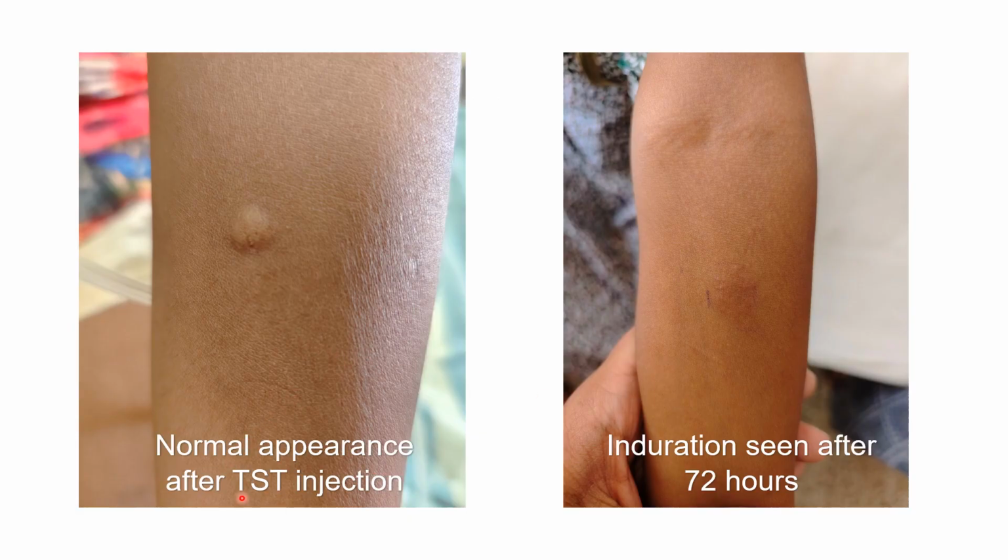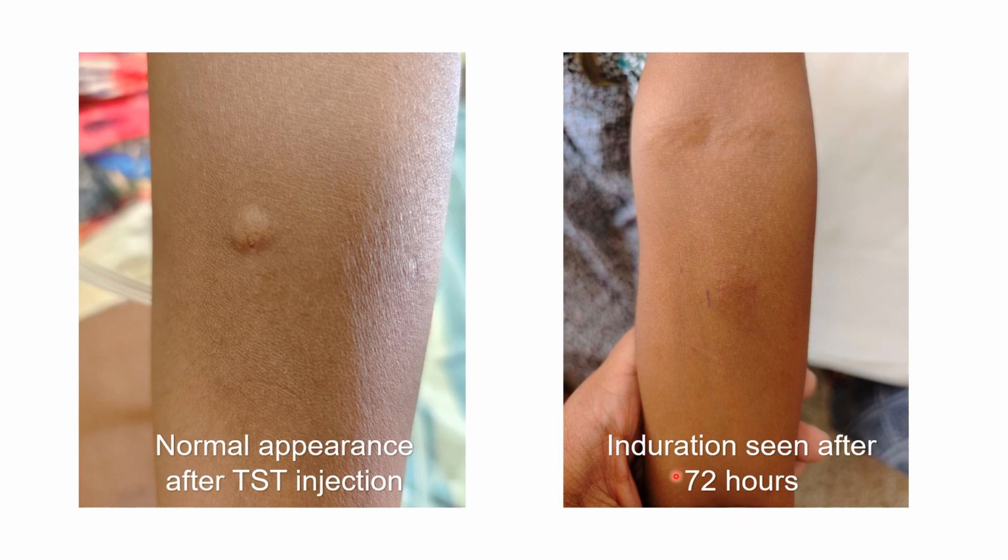This is a normal appearance just after the TST injection. You can see the peau d'orange appearance. This has to be injected intradermally. So this is the normal appearance after just injecting tuberculin skin reagent. If you inject too deeply, this peau d'orange appearance will not be there, and after 72 hours when you examine, there will be only increased redness, but there will be no induration. So that will confuse you more. So this appearance if you have got after injecting means your procedure has been appropriate.